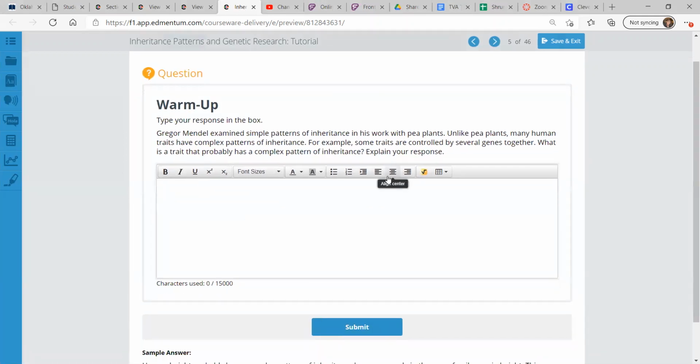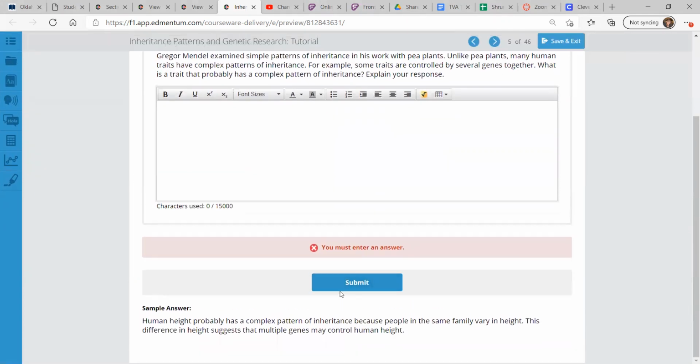Jumping into the warm-up, Gregor Mendel examined simple patterns of inheritance in his work with pea plants. Unlike pea plants, many human traits have complex patterns of inheritance. For example, some traits are controlled by several genes together. What is a trait that probably has a complex pattern of inheritance? Explain. So we have a sample answer. Human height probably has a complex pattern of inheritance because people in the same family vary in height. This difference in height suggests that multiple genes may control human height.